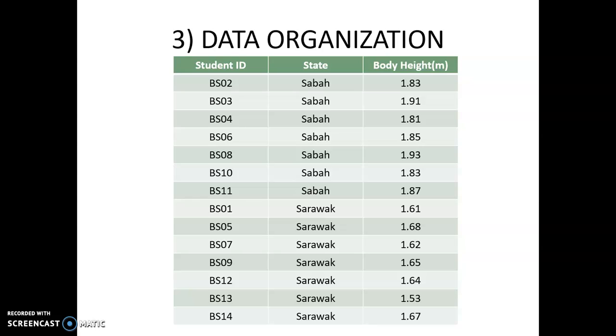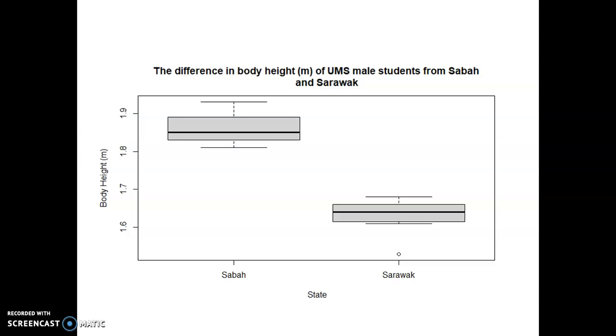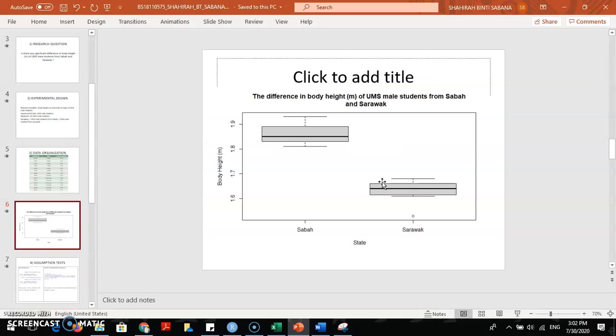So this is the data organization. As you can see from the question before, the data is not organized properly, so I organized it in a table through Excel, and then I just typed it back here. And then I also made a box plot entitled The Difference in Body Height in Meters of UMS Male Students from Sabah and Sarawak through RStudio.